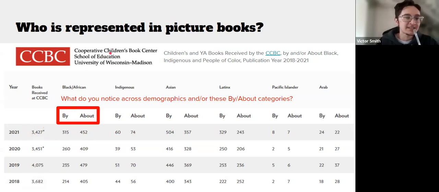The reason is that the CCBC only lists or counts a book if they can identify the specific cultural or racial group represented in the book. So there are often picture books where a character is brown, but the cultural specificity is never mentioned anywhere in the text. And that's a very important thing for computer science books. Are we honoring heritages, or are we just saying, look at the colors and leaving the conversation at that?